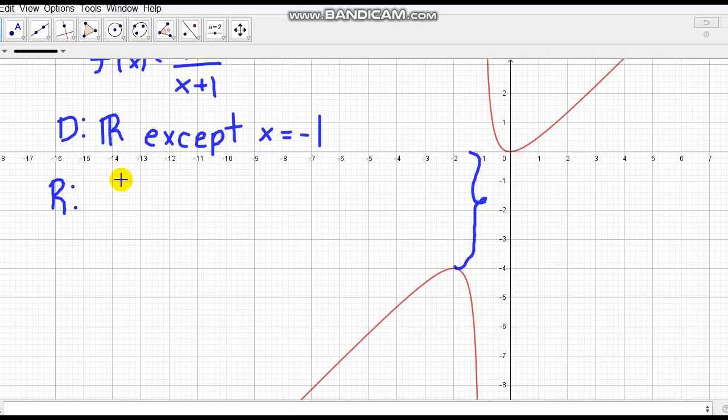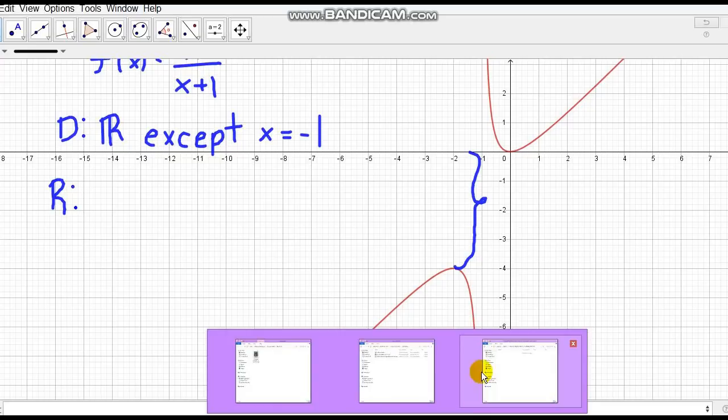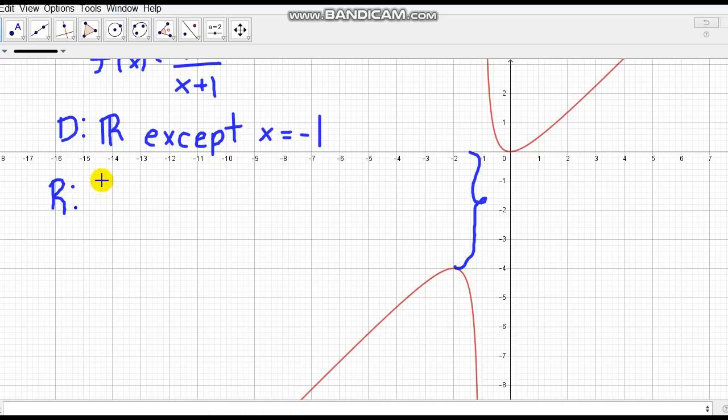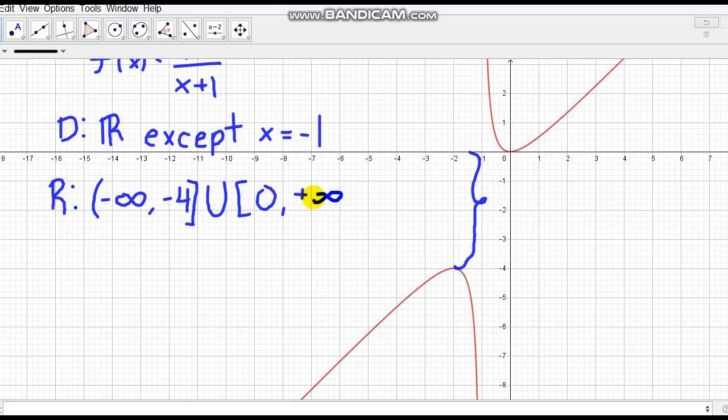So for the range, what we're going to write here is that the range is from -infinity up to -4. And we know that this is true because of the graph. -infinity up to -4, including -4, union. Then from -4, it got cut off and continued again at 0, going to +infinity. So this is our range here.